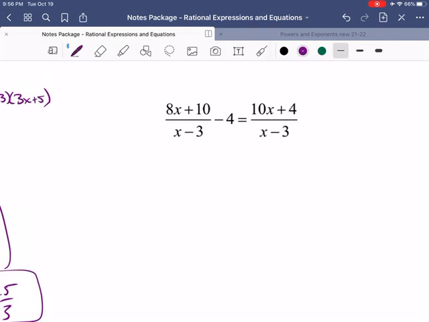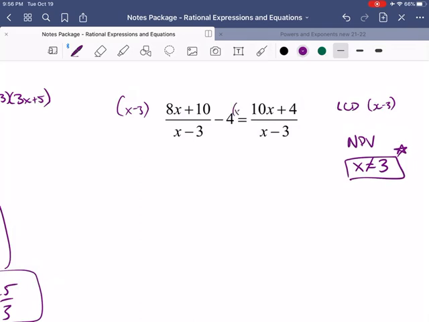So first of all, the LCD is actually x minus 3. Okay? And our non-permissible values, x cannot equal 3. So let's start with doing that. So x cannot equal 3. This is very important. Okay, I'm just going to do a little star there for a second. So let's multiply everything by x minus 3.